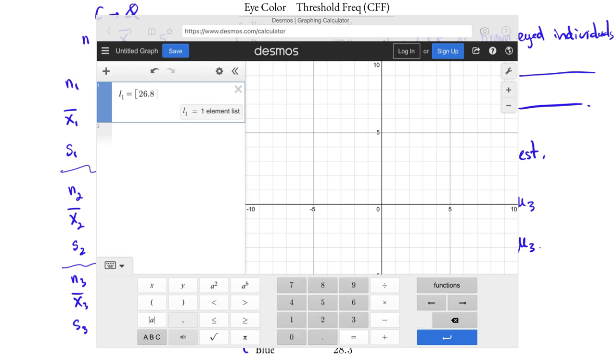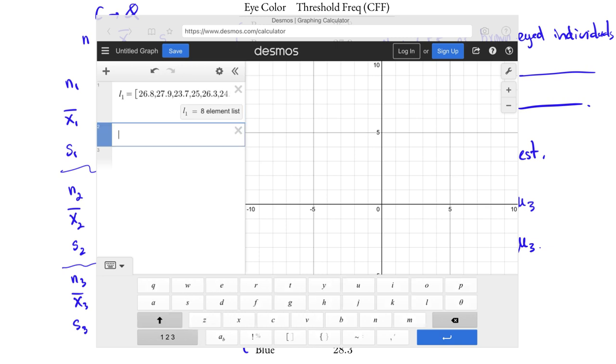L sub 1 equals, open the brackets, and input the CFF values for the brown eyes individuals: 26.8, 27.9, 23.7, 25, 26.3, 24.8, 25.7, and 24.5. We stop. These are the numerical CFF values for the brown eyes individuals.